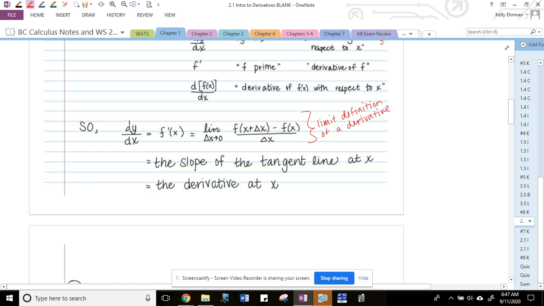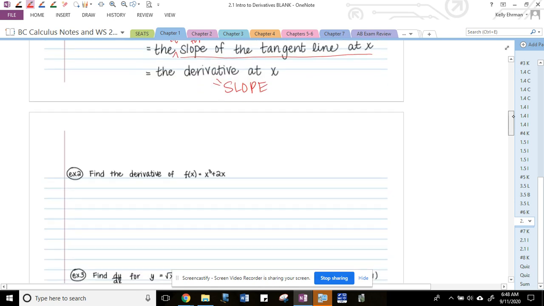On the AP test, and on our quiz on Wednesday, you're going to be asked to find the derivative of f using the limit definition of a derivative. So you'll have to show me this limit work, which is what we're going to practice today. Again, what does all this mean? It's the slope of the tangent line at x. It's the equation for slope, we should say. It's also the derivative at x. It means the same thing. Derivative means slope. That's one thing you should have tattooed onto your brain somewhere.